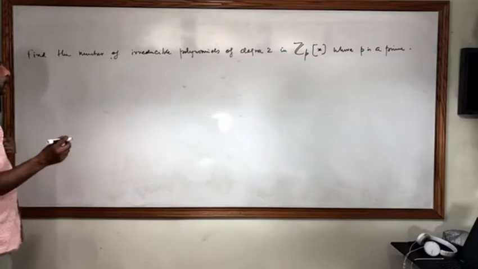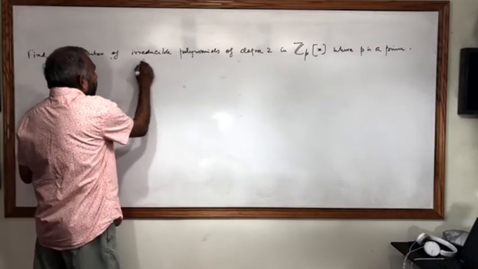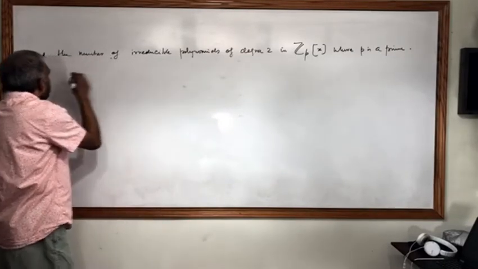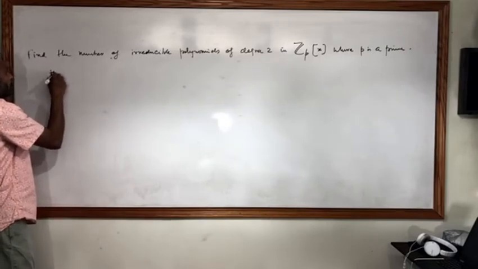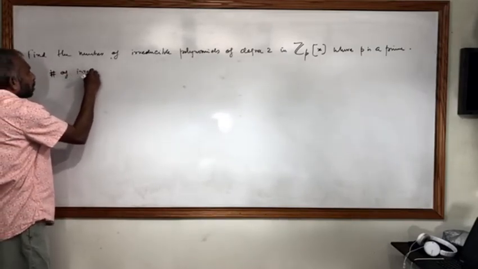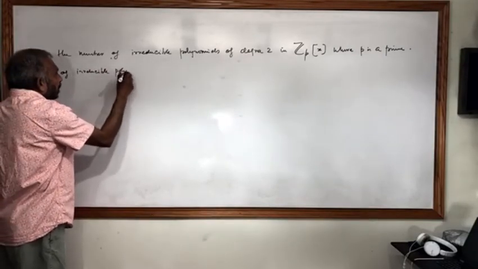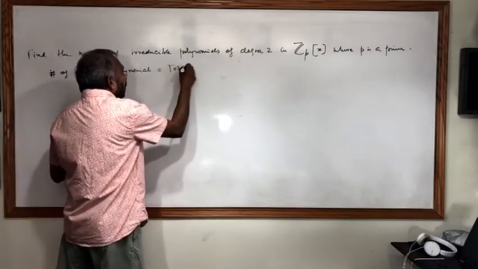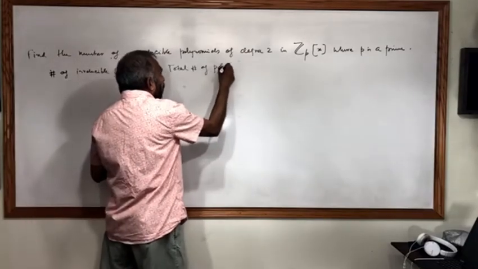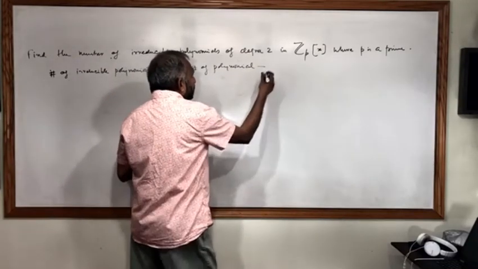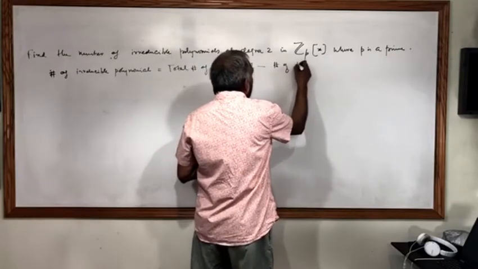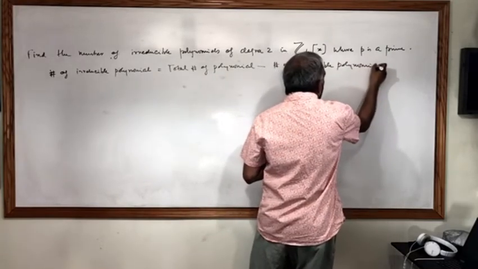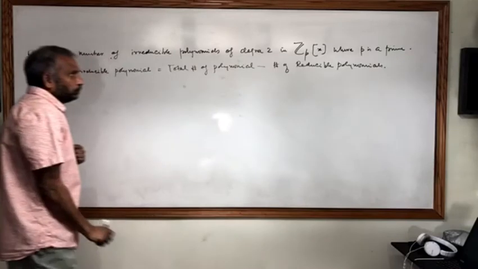So the approach is going to be like this: the number of irreducible polynomials is equal to the total number of polynomials minus the number of reducible polynomials. Right?